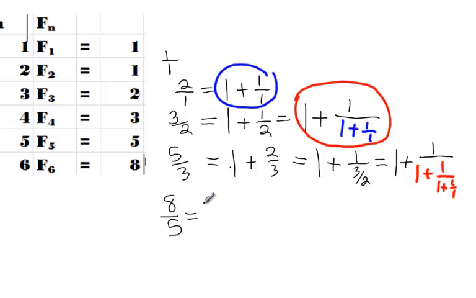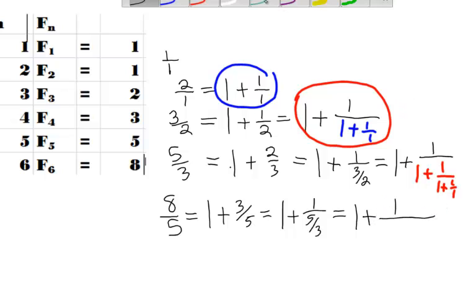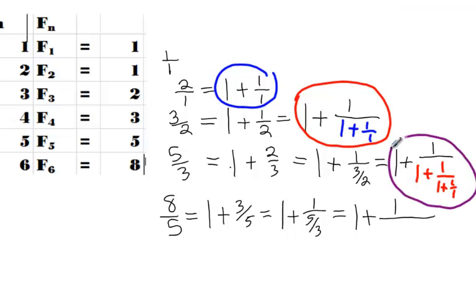We will for one more. It's going to be 1 plus 3/5, which is the same as 1 plus 1 over 5/3. But 5/3 is equal to the material that came just previous. It's equal to this is 5/3: 1 plus 1 over 1 plus 1 over 1. So you're starting to get the idea. The next one, I would just add another 1 plus 1 over to the whole thing.